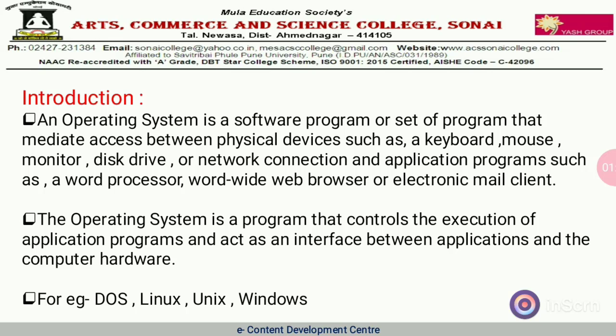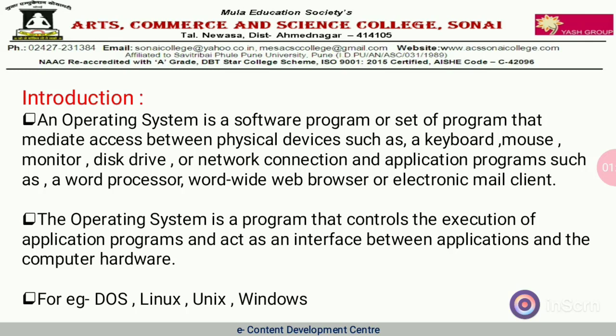The operating system is a program that controls the execution of application programs and acts as an interface between applications and the computer hardware. We can also say the operating system works as an interface. Operating system provides an interface between the application program and the computer hardware part, means physical devices.